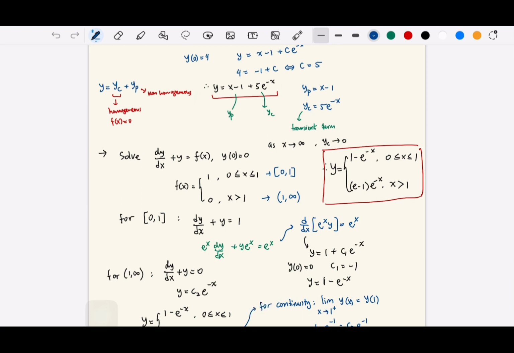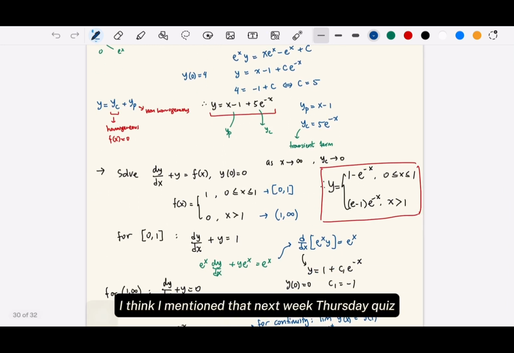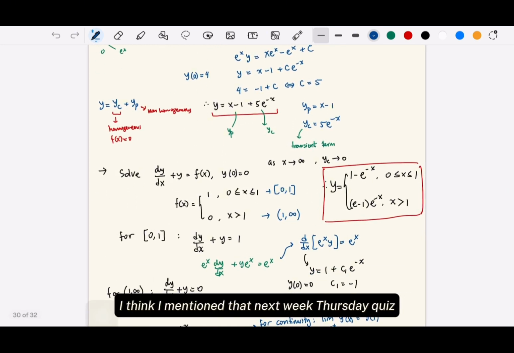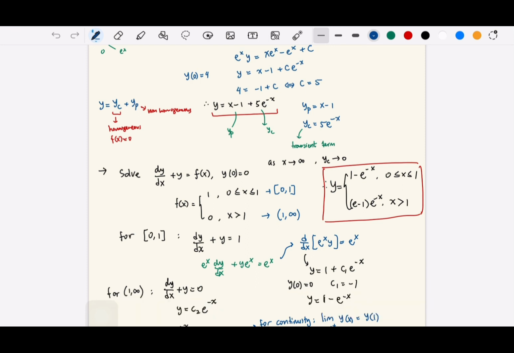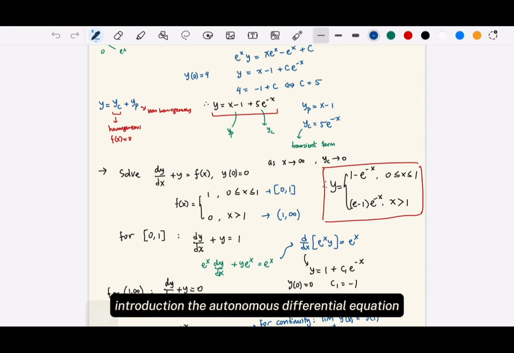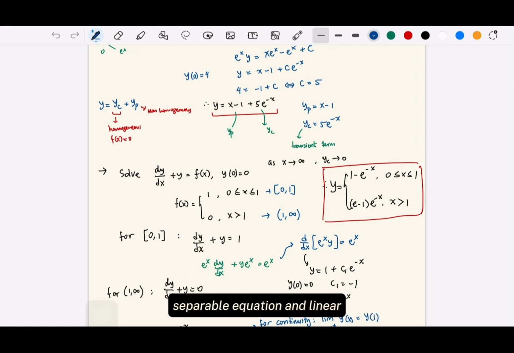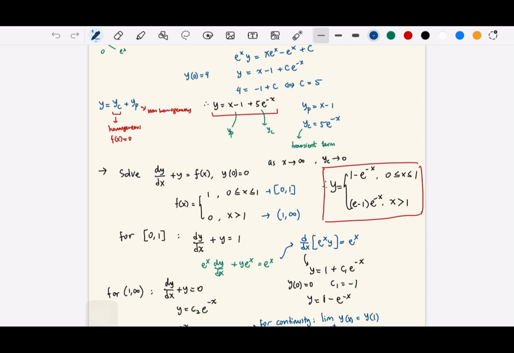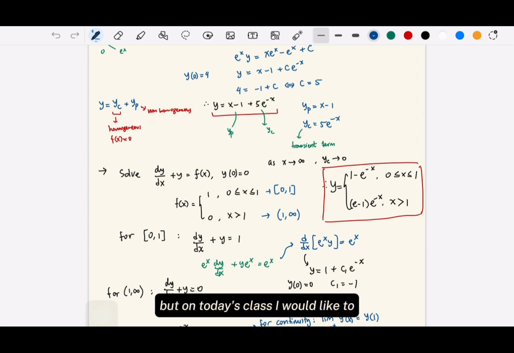I think I mentioned that next week Thursday is the quiz. It will cover the introduction, the autonomous differential equation, separable equation, and linear equation, up until there. But in today's class, I would like to continue a little bit.